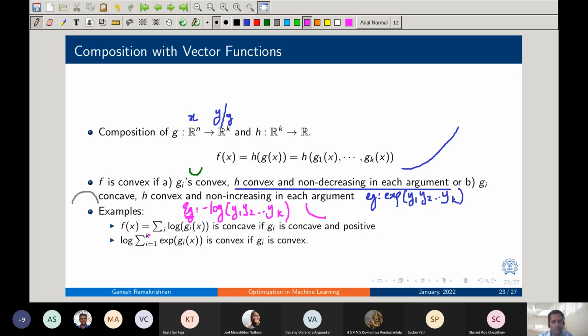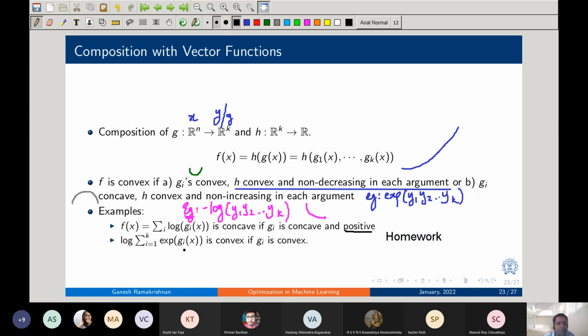Okay, so based on this, you can now prove certain allied results. These results, I'm going to leave them as homework for you. So please try and prove these as homework. I've given enough hints already in the class. f(x) equals summation over i of log of gi(x) is concave if gi is concave and positive. Positivity I've explicitly stated here. That's important here.